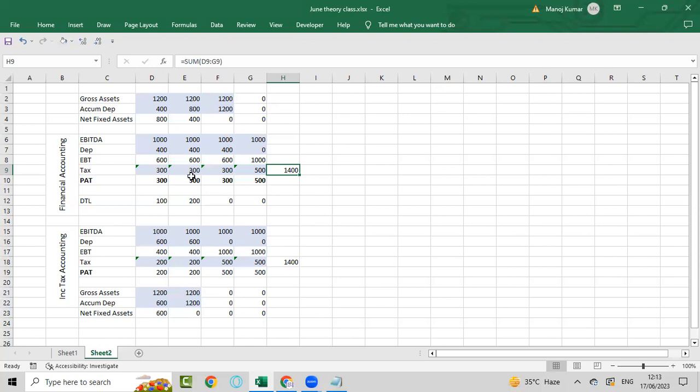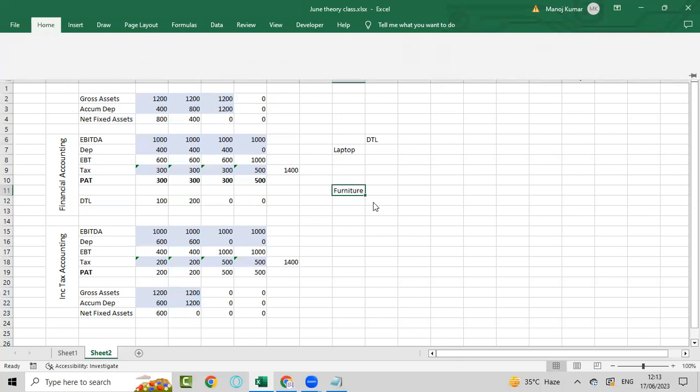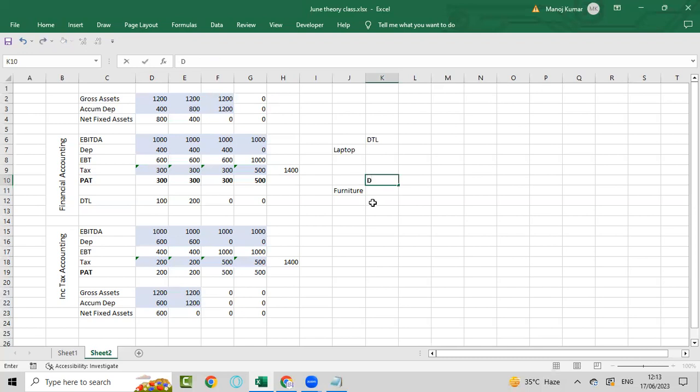Okay. Now, just one more thing. At one point of time, let's say, laptop will create deferred tax liability, and furniture will create deferred tax asset. Okay, it is very important. Please pay attention. In laptop, deferred tax liability is 150. Because of furniture, the deferred tax asset is 100.